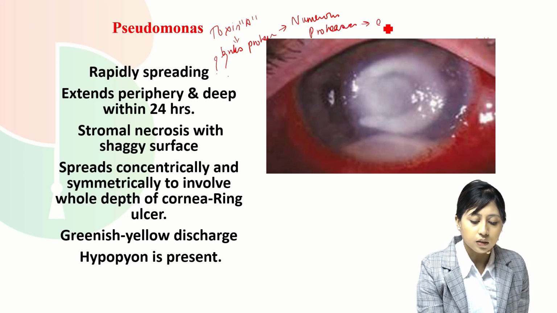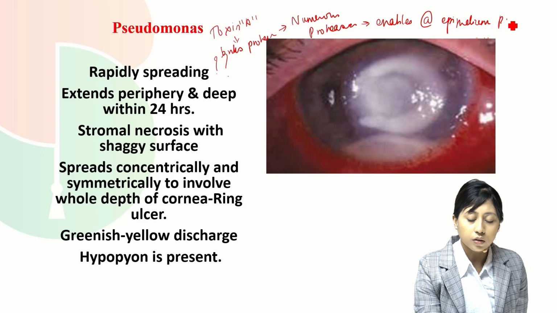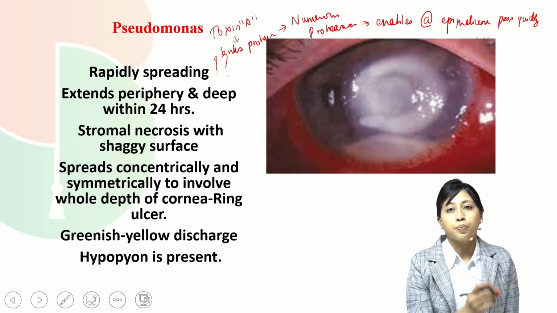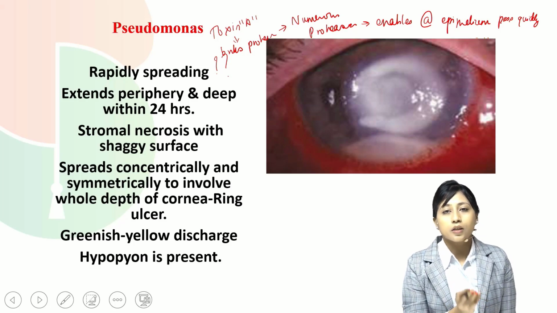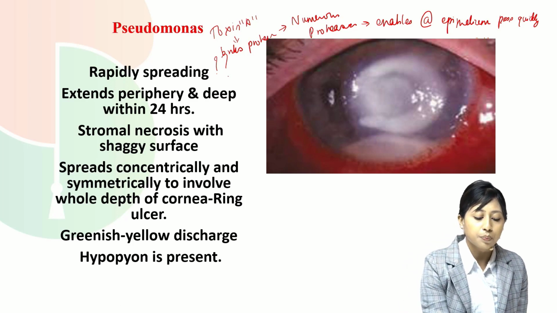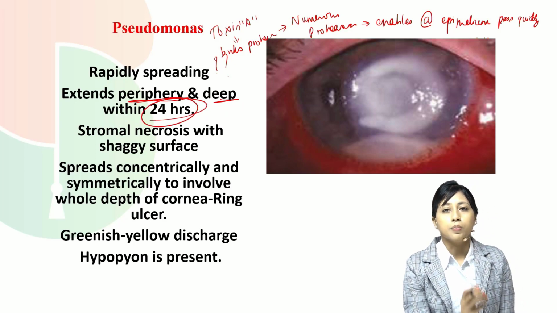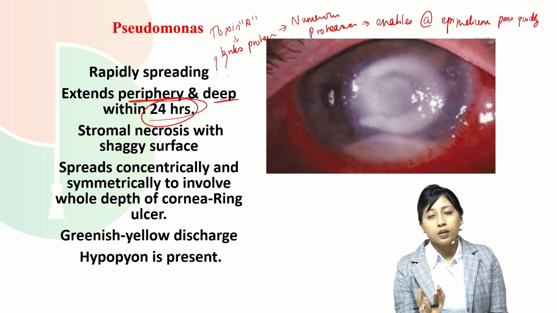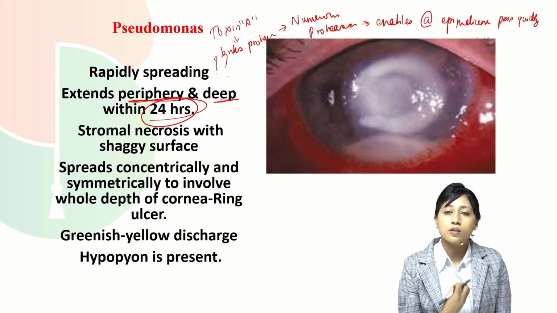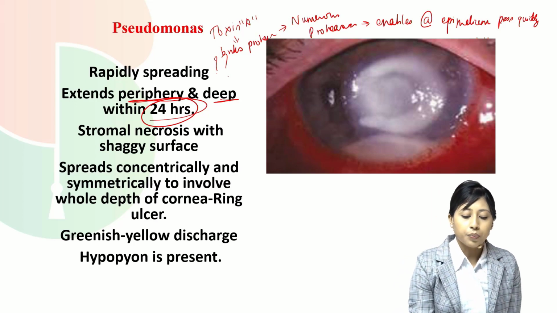It enables the epithelium to be passed quickly. So due to its protein-breaking mechanism, lipases and esterases, it spreads very rapidly and extends to the periphery and deep within 24 hours. Within 36 hours, there will be stromal necrosis. And why is it very important? Because it can lead to severe vision loss.